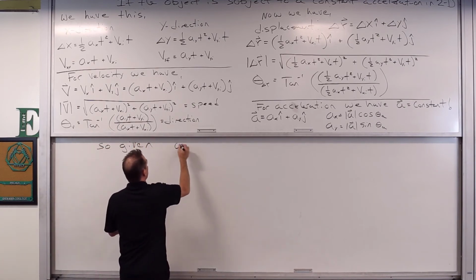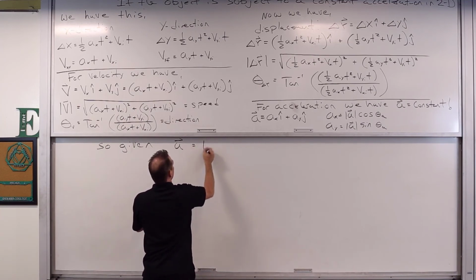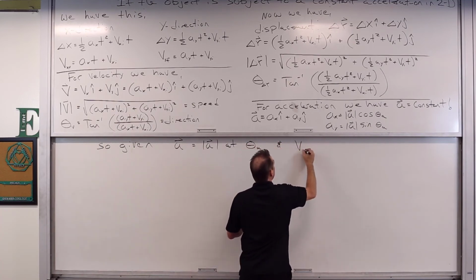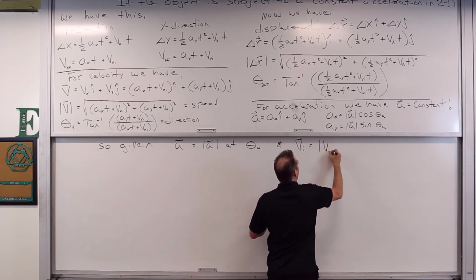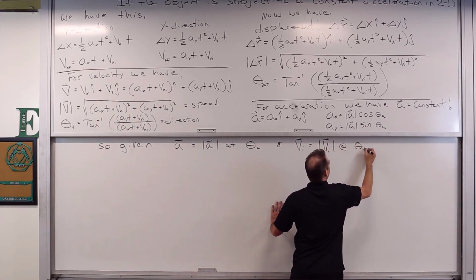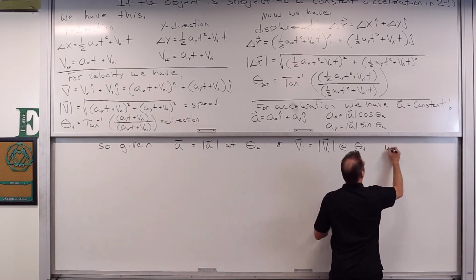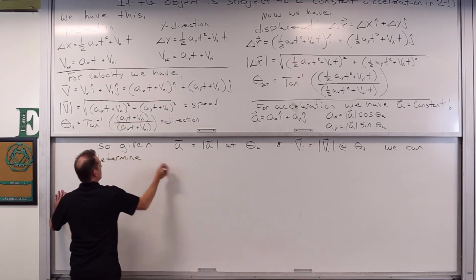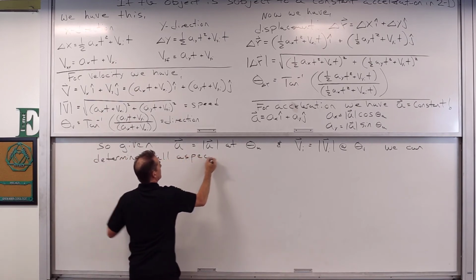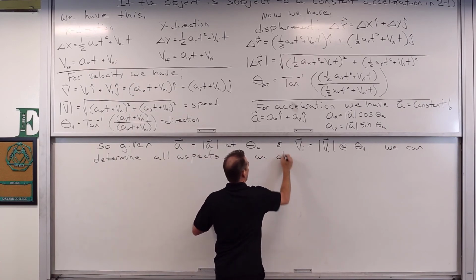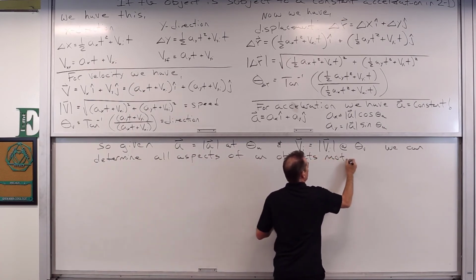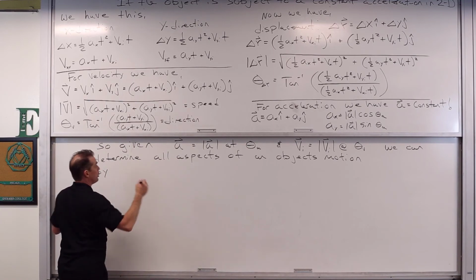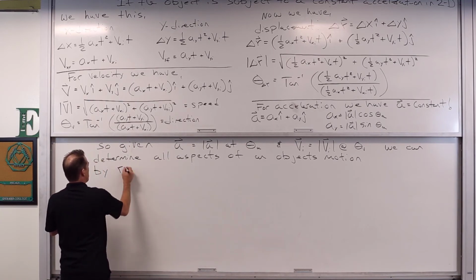So given a hat is equal to some magnitude of a at theta sub a, and v initial hat is equal to some magnitude of v at some theta sub v, we can determine all aspects of an object's motion, again, by breaking things into their x and y components. Say, resolving.